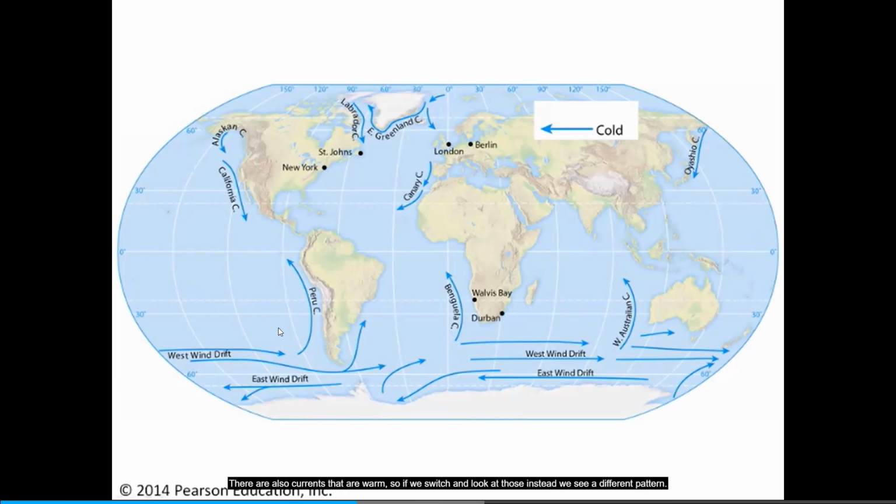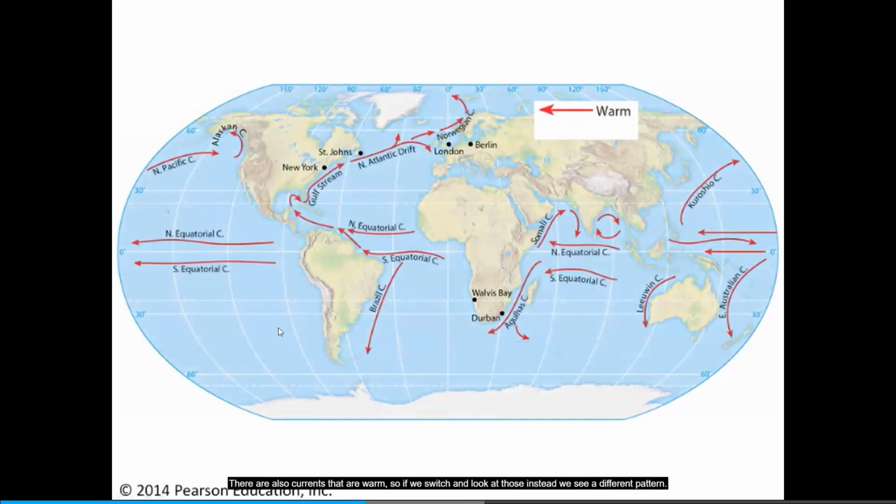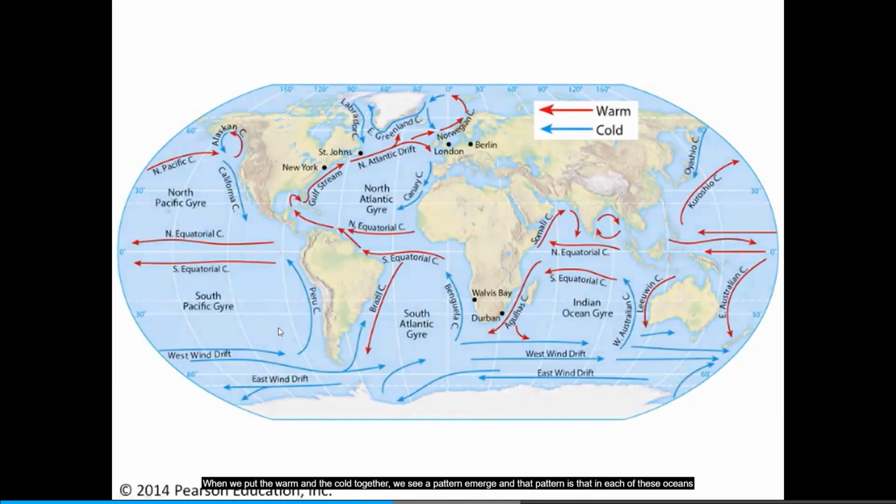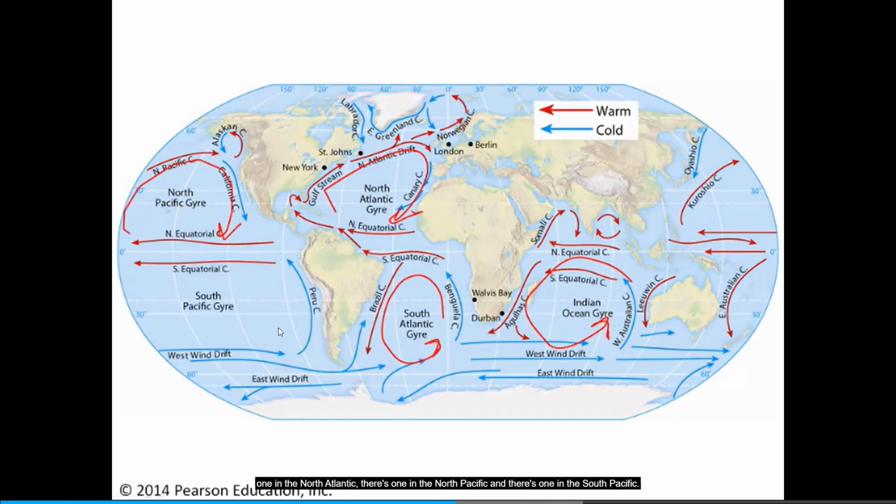There are also currents that are warm, so if we switch and look at those instead, we see a different pattern. When we put the warm and the cold together, we see a pattern emerge, and that pattern is that in each of these oceans we have this sort of spiral-shaped current. So there's one in the Indian Ocean, one in the South Atlantic, one in the North Atlantic, one in the North Pacific, and one in the South Pacific. Each of these large circular patterns is referred to as a gyre.